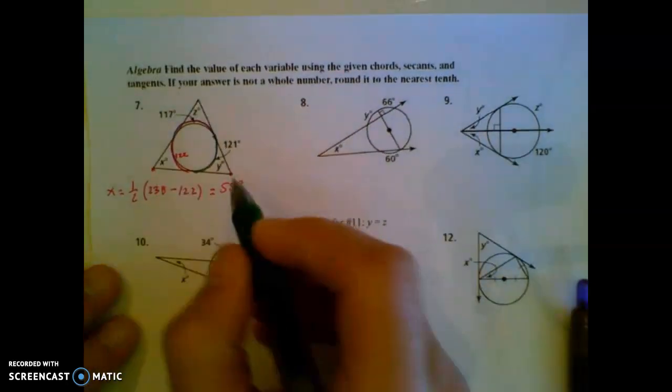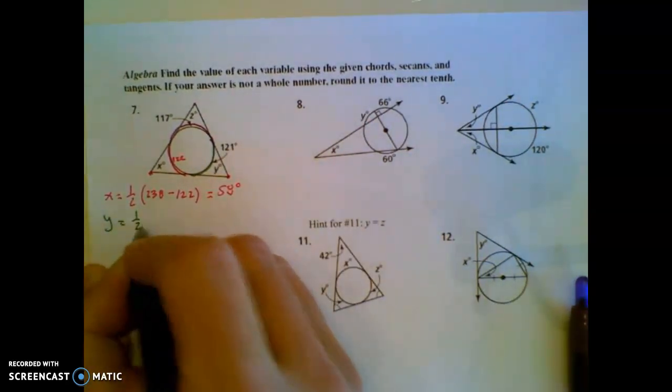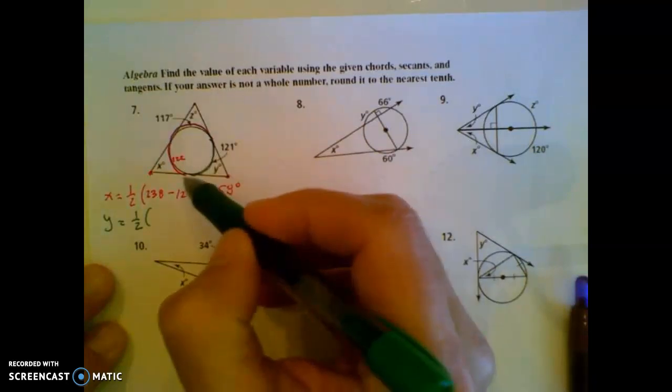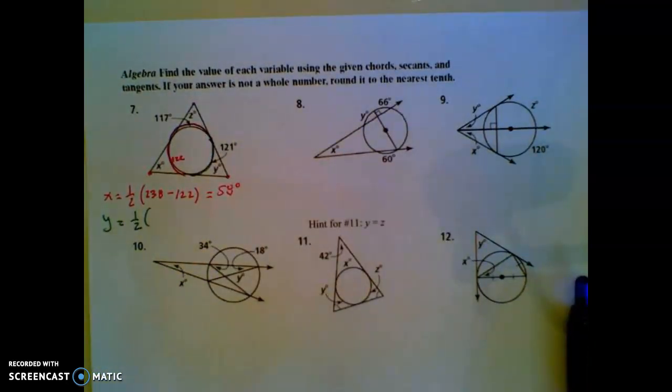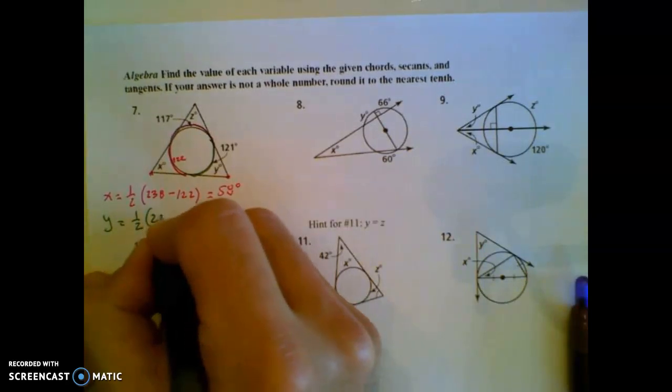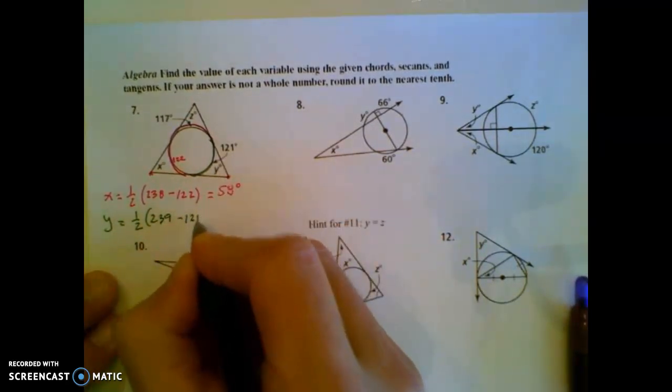Then I use the same process. We'll go for y next. Again, it's on the outside, so I got to find the big arc for y. Well, the big arc for y would be these two, the pink arc and the purple arc added together, which is 122 plus 117. And that is 239. And then I subtract out the little arc, which is 121.